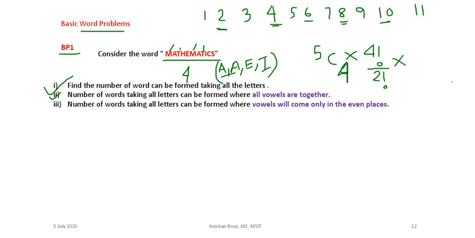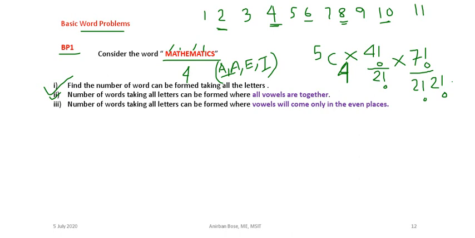There are remaining 7 positions, which are odd positions, or maybe a single even position is still there, and the other 7 letters can now be arranged again in 7 factorial ways. Now out of this 7 factorial, there are 2 M's and 2 T's, so divided by 2 factorial divided by 2 factorial. So this is the total number of ways by which the vowels will occupy only the even places.